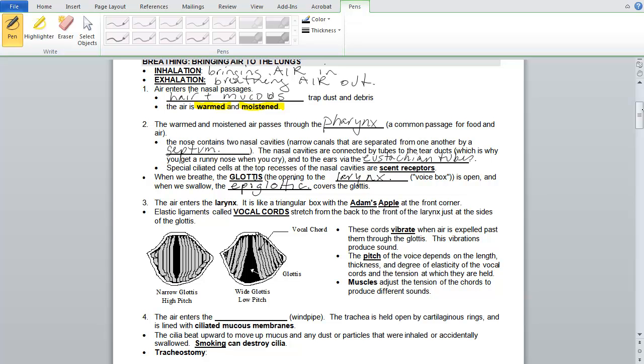If we want to be technical, the air enters the larynx like a triangular box. It has in front of it the Adam's apple that you can see on the outside of your neck. Elastic ligaments called vocal cords are stretched over top of the opening, and these cords vibrate when air passes over them. So depending on the thickness of your vocal cords, and men obviously have thicker vocal cords, thus giving them a deeper voice. So the air then enters the trachea.